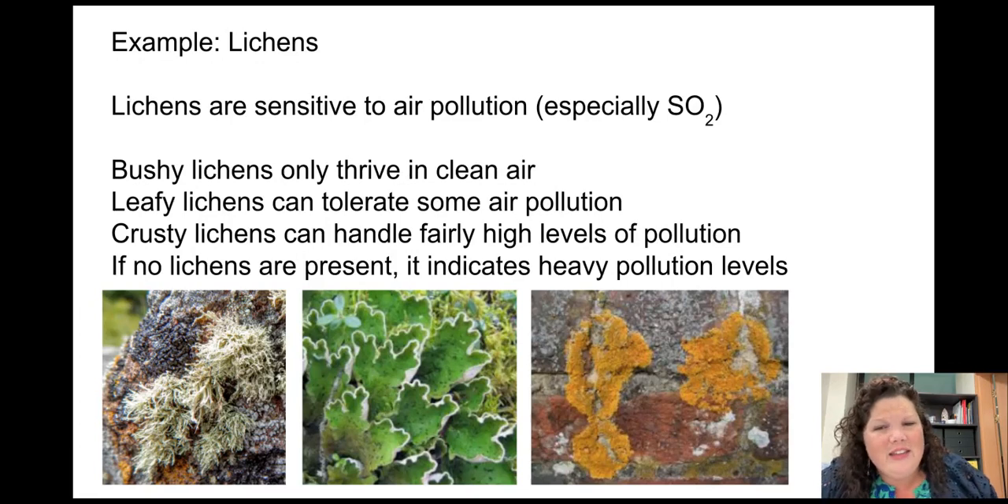Then we have our leafy lichens. They can tolerate some air pollution, a much wider range than our crusty ones. So they tell us, okay, we don't have a ton of air pollution right now, but it's not super. And when we see only these crusty lichens, that's not a good sign. The crusty lichens are saying that we have high levels of pollution because the leafy lichens can't handle it anymore.